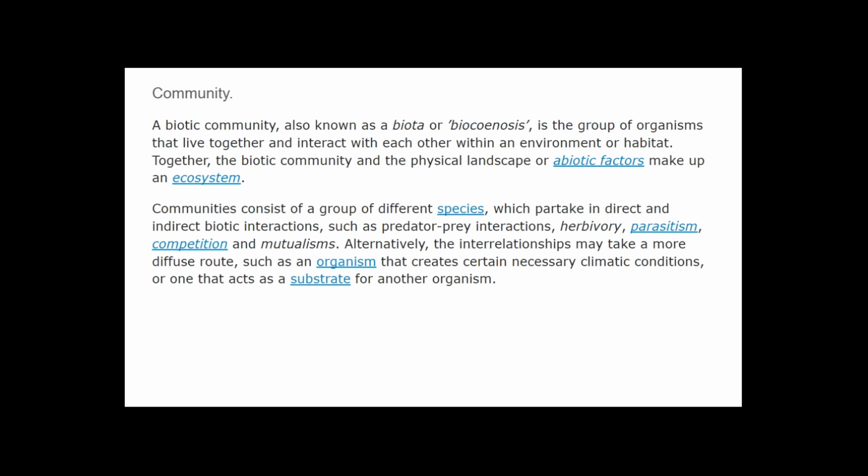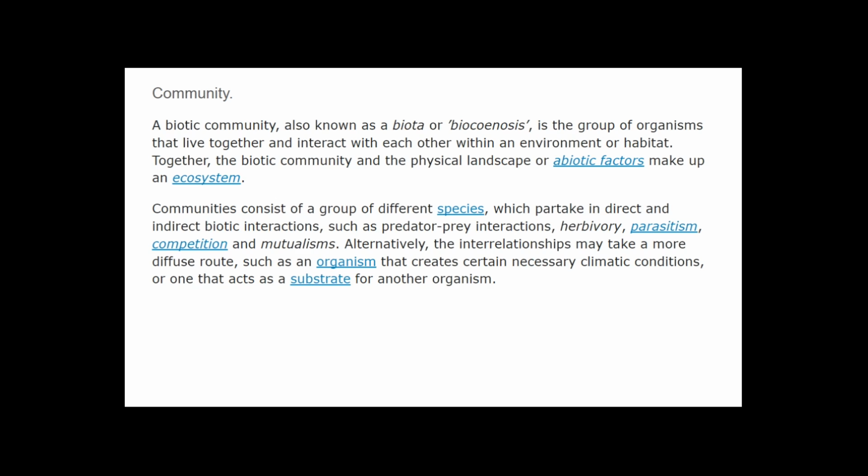Alternatively, the interrelationships may take a more diffuse route, such as organisms that create necessary climatic conditions, or one that acts as a substrate for another organism. For instance, a tree might provide shade, which enables certain other organisms to live. And if you remove the shade, the organism wouldn't live, because the tree has changed the climatic conditions, or we should say microclimate.